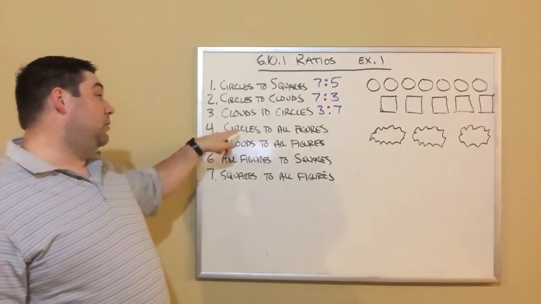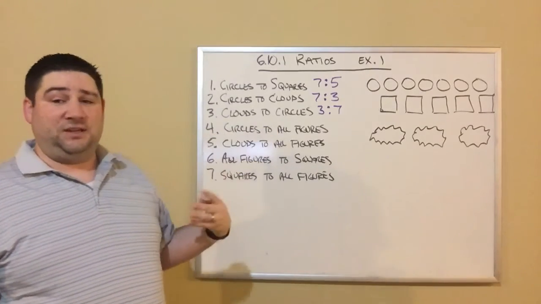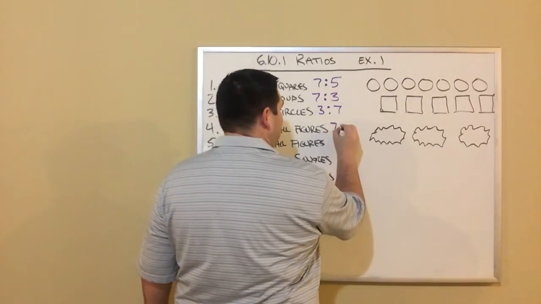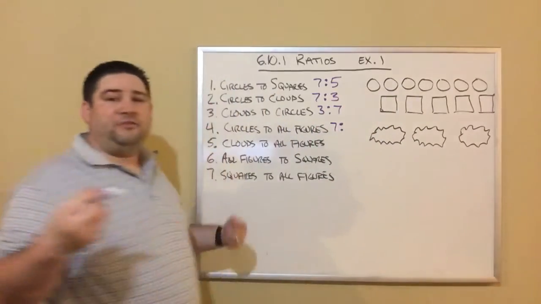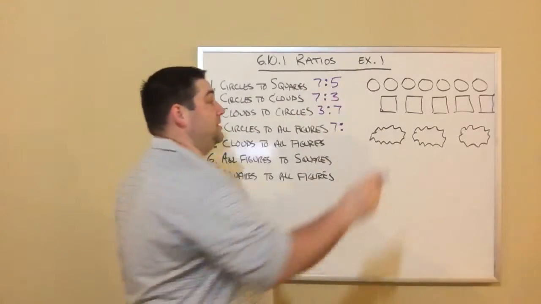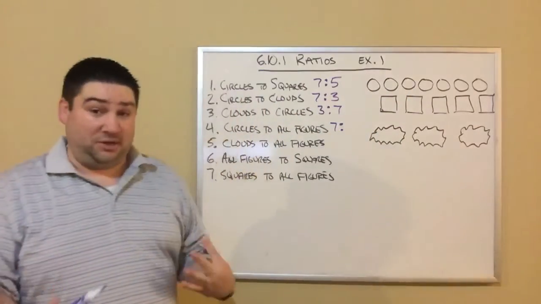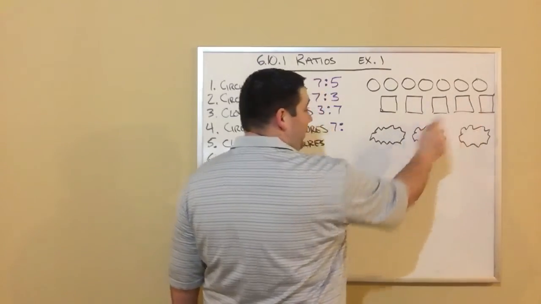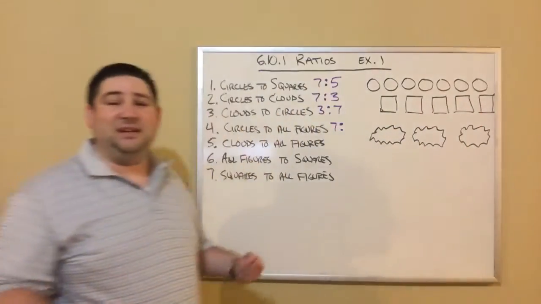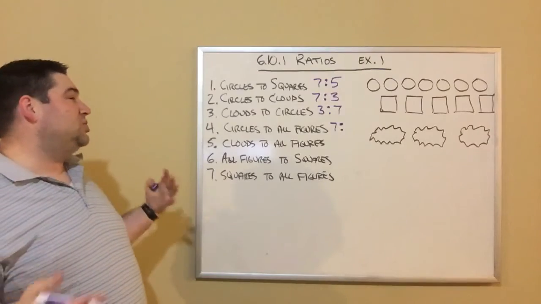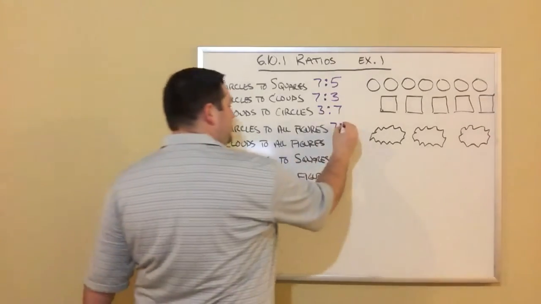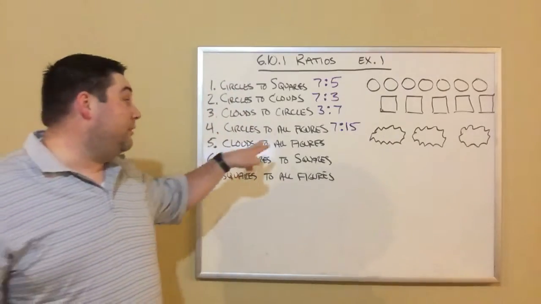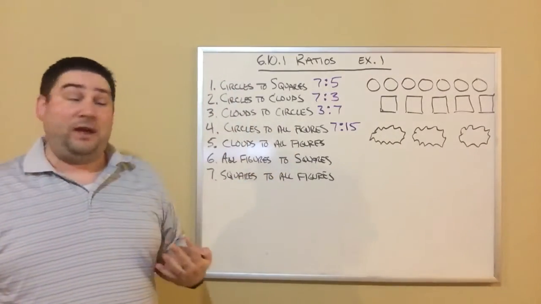So let's look at example 4. Circles to all figures. So we know there's 7 circles. We already counted those. All figures means everything that's there. So there's 7, including the circles. You're going to count those up as well. There's 7 circles plus 5 squares, that's 12. Plus 3 clouds is 15. So there's 15 total figures. So it's going to be 7 to 15. So when it says all figures, I include the circles as well in that.